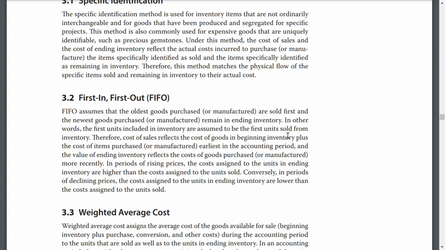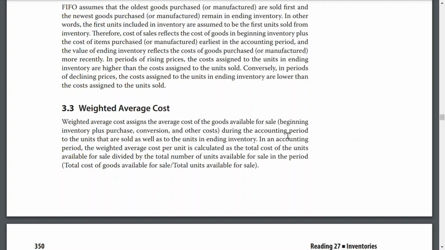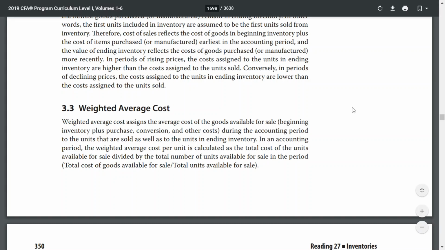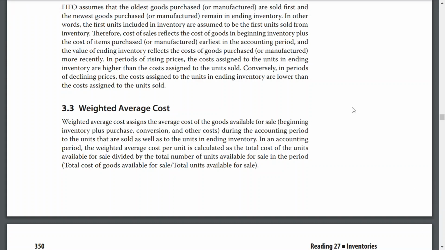In periods of rising prices, the costs assigned to the units in ending inventory are higher than the costs assigned to the units sold. Conversely, in periods of declining prices, the costs assigned to the units in ending inventory are lower than the costs assigned to the units sold. Weighted average cost assigns the average cost of goods available for sale, plus purchase, conversion, and other costs during the accounting period, to the units sold.